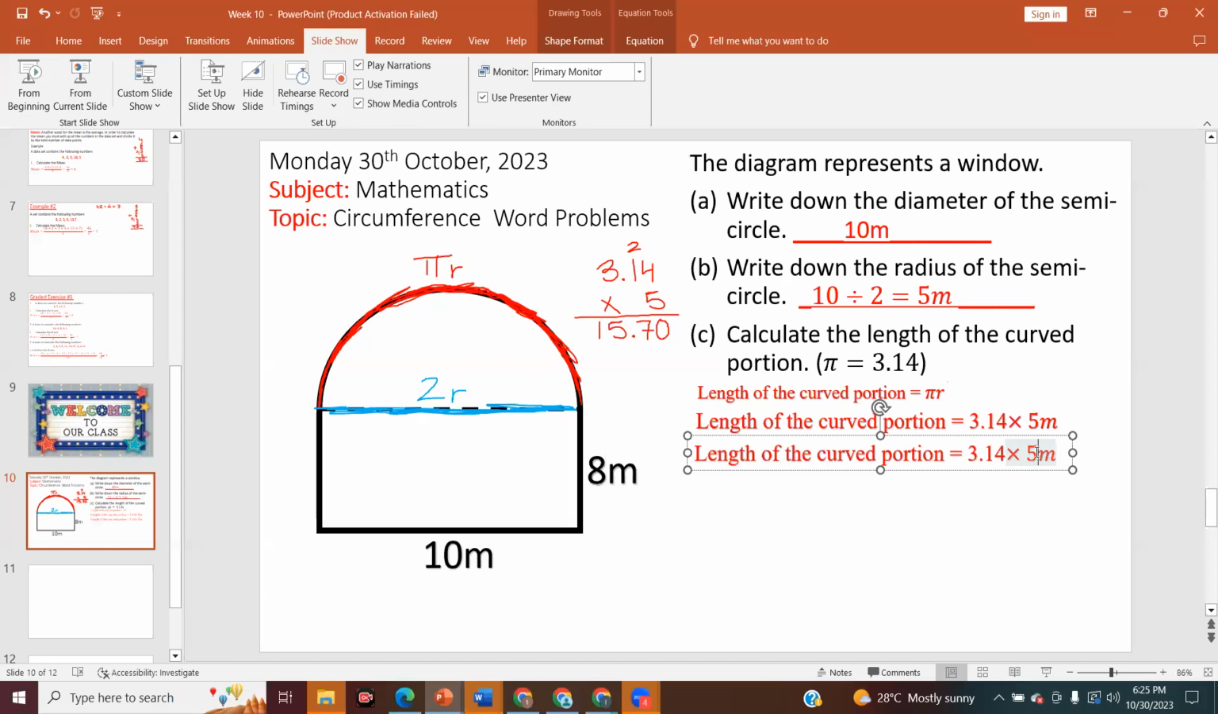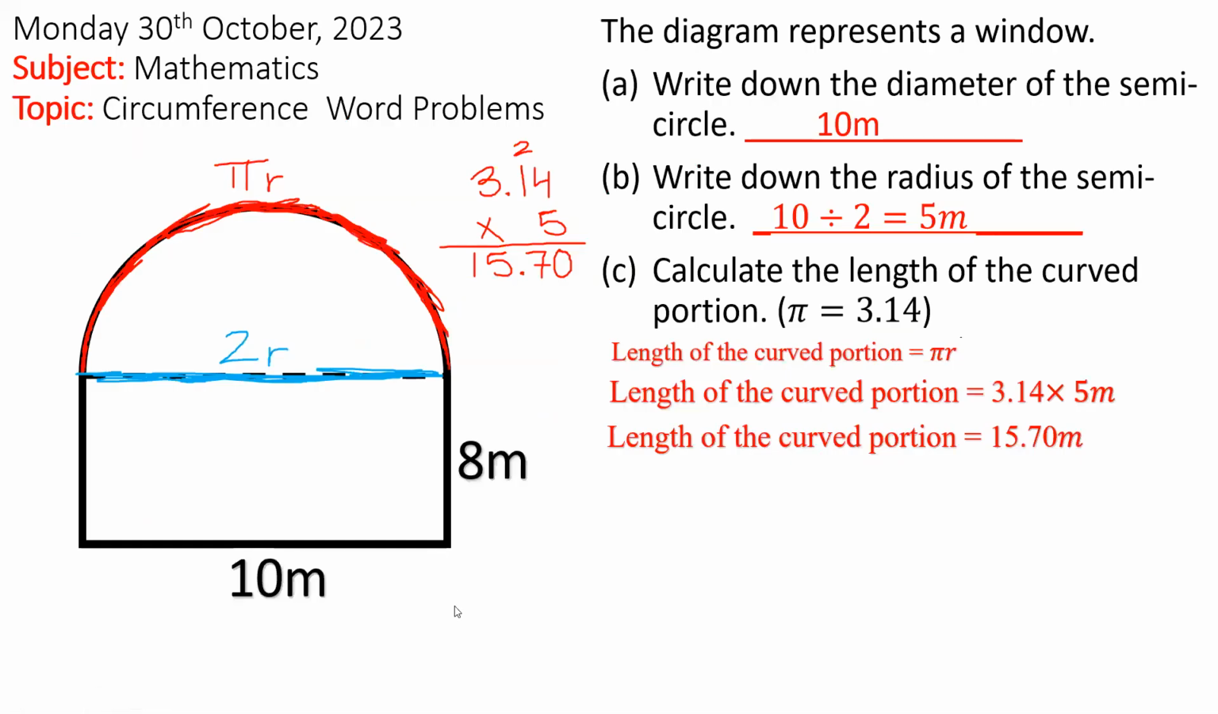Meters or centimeters? Meters. Very good, 15.7 meters. All right. Good. And so that's how we get our answer. So what we did was we multiplied 3.14 by 5 to get 15.7. Okay.